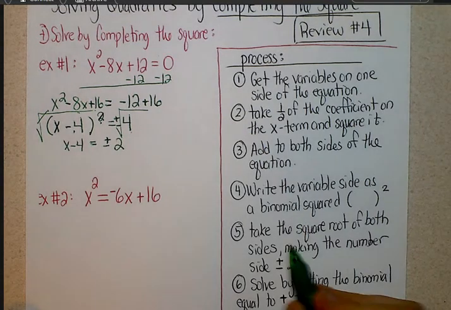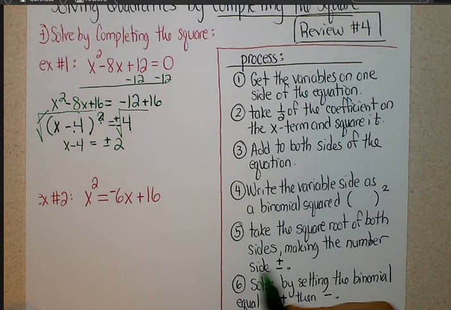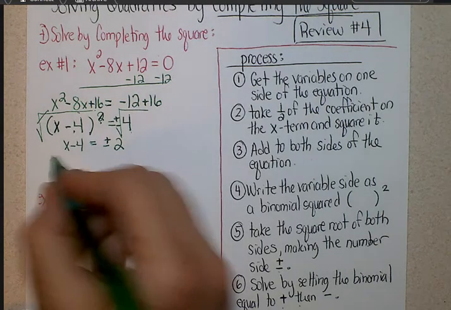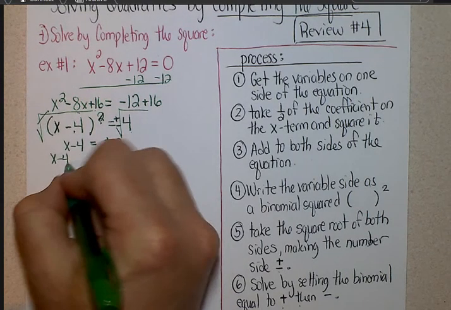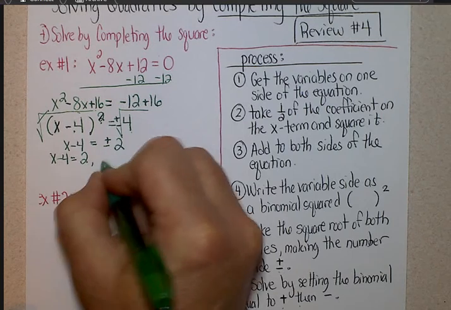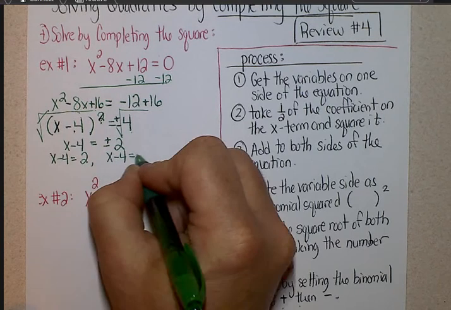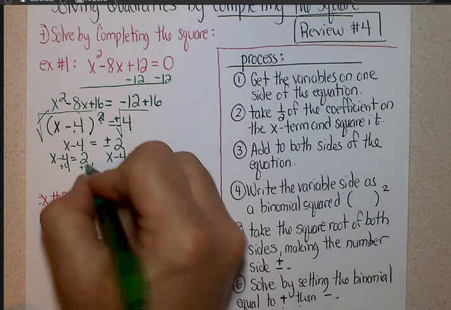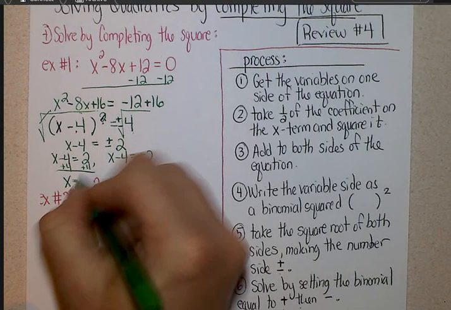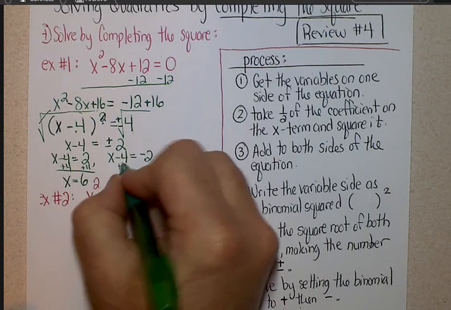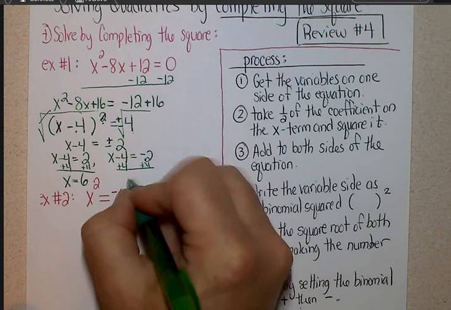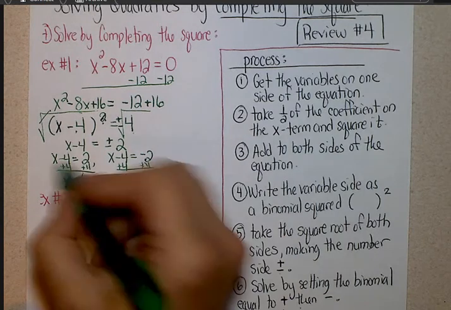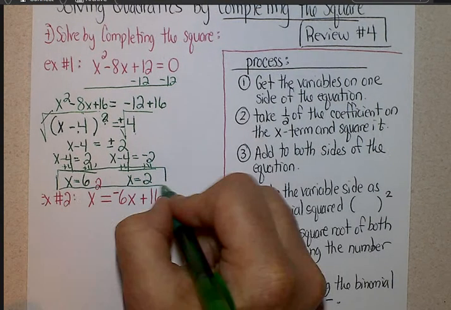All right, so take the square root of both sides, making the number side plus and minus. We did that. And then solve by setting the binomial equal to the plus number and then the minus number. So my binomial, x minus 4, gets set equal to a positive 2, and x minus 4 gets set equal to a negative 2. And then I solve. I'm going to add 4, and I'm going to get x is equal to 6. Over here I'm going to add 4, and I'm going to get x is equal to 2. And those are my answers.